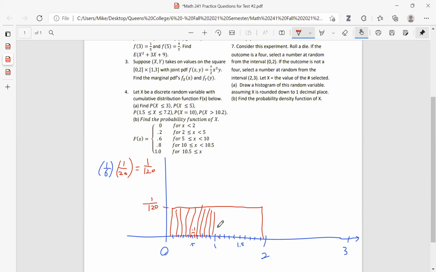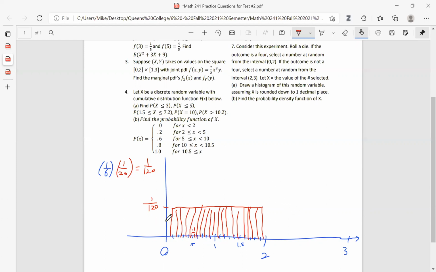Those are vertical lines, and they're in between the intervals. So I'm centering these bars at the 0.1s. It's not on the blue lines, it's in between them. Each of those bars represents the probability that you would choose a number between 0 and 2 after rolling a 4, and then randomly select a number in a 1/10 interval that would round to one of those nearest numbers.